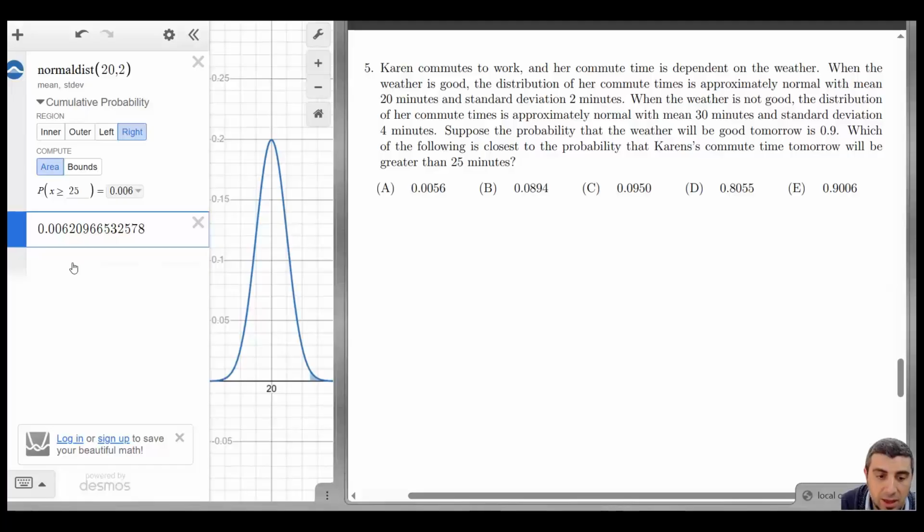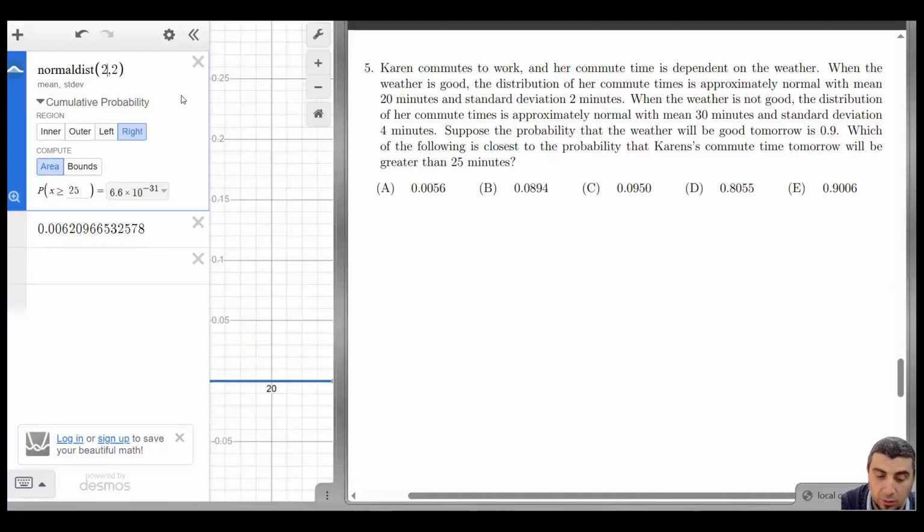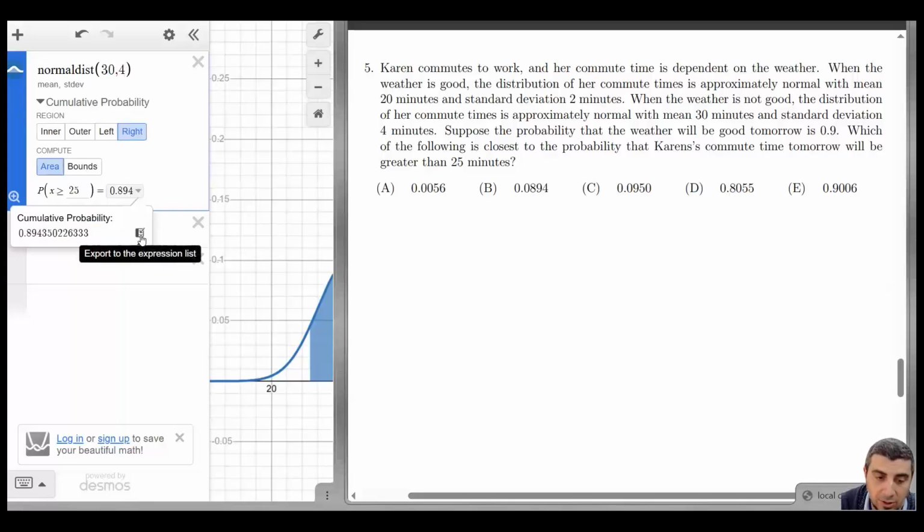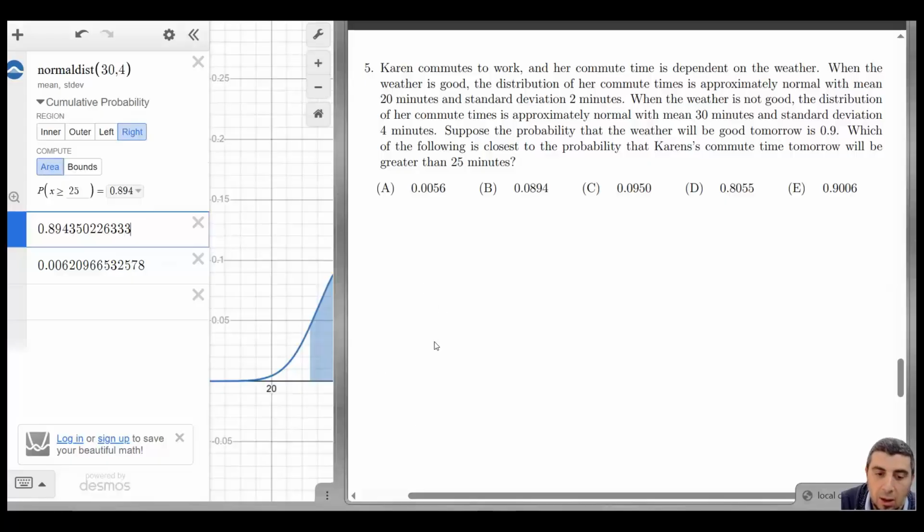if the weather is good. Then what we're going to do is calculate the same thing, except do it for if the weather is bad. So that's 30 minutes for the mean and 4 minutes for the standard deviation. Now the mean is 30 and the standard deviation is 4. 25 minutes is more than one standard deviation below the mean. So if I'm looking at the probability to the right, it makes sense that it's almost 90% because I'm way below the mean there. However, we have to multiply that by 10% because it's a conditional probability.